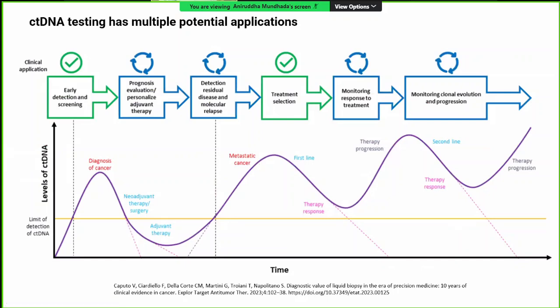So what are the potential applications for such an assay? It could be for early detection and screening, which is the majority of the tests which are used right now. It could be used for prognosis evaluation or personalized adjuvant therapy for the patient, detection of the residual disease and molecular relapse, treatment selection and monitoring of the patient to that treatment, and monitoring clonal evolution and progression of cancer and therapy response in such settings.